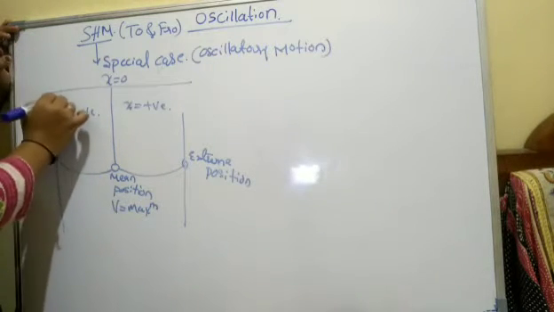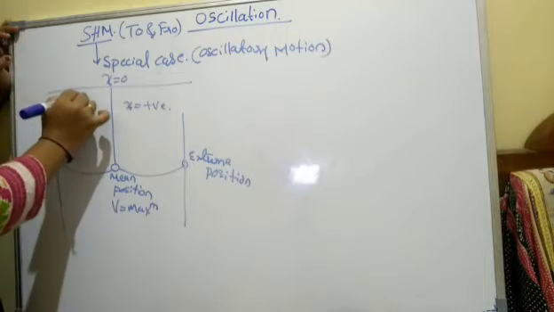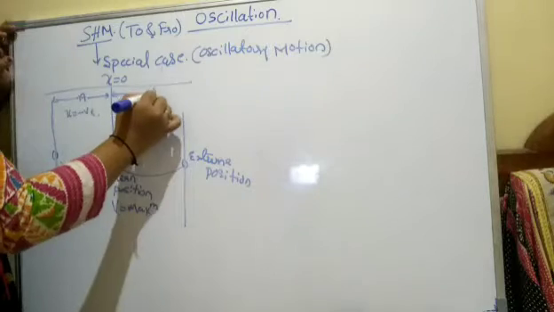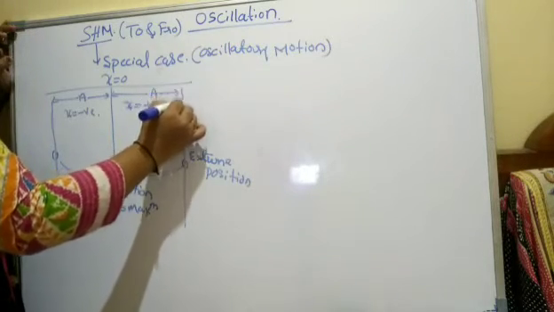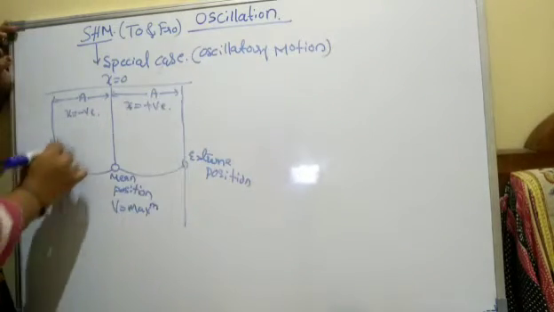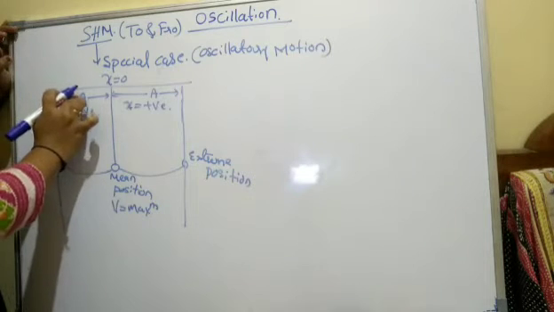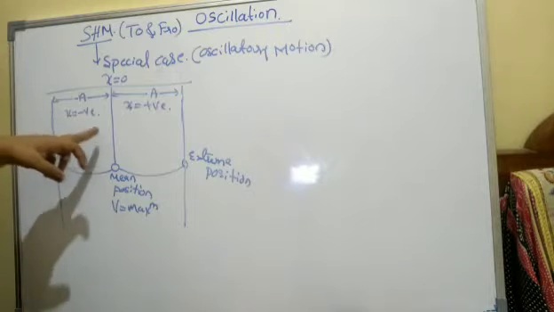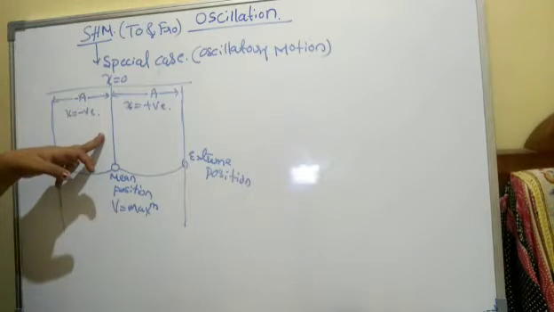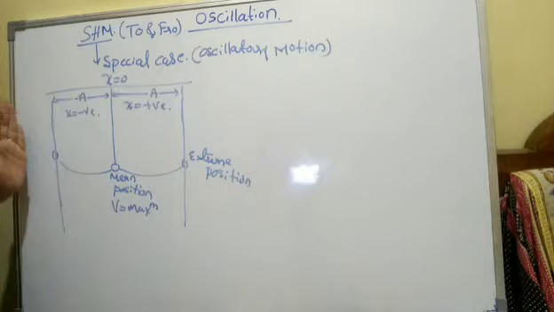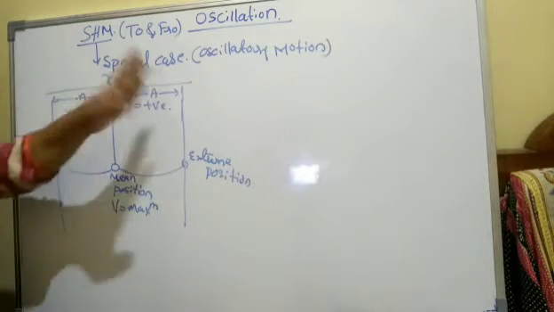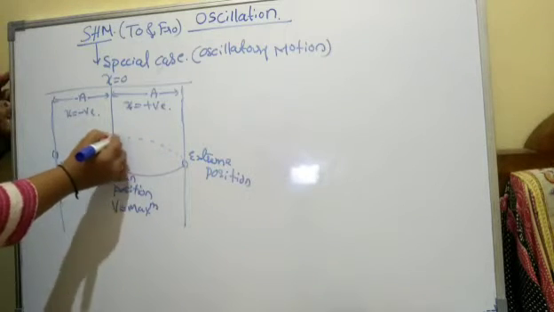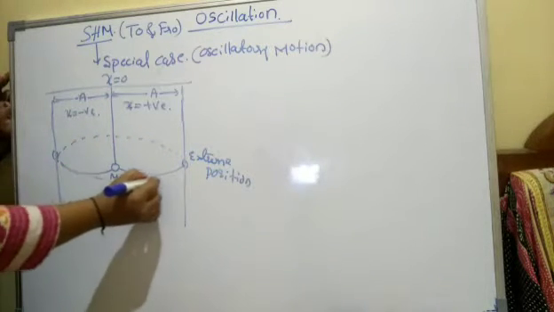That means the maximum displacement from the mean position is the amplitude, that we know already, positive in this direction and negative in the other direction, because with respect to the mean position the displacement takes place on the opposite side, at the other extreme position. So it tells you of to and fro motion.